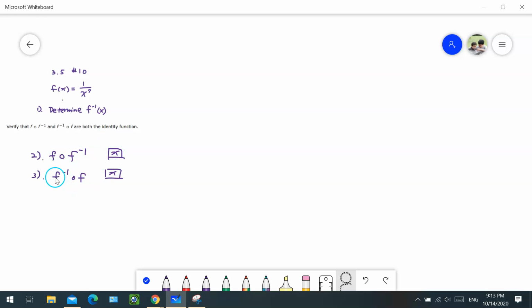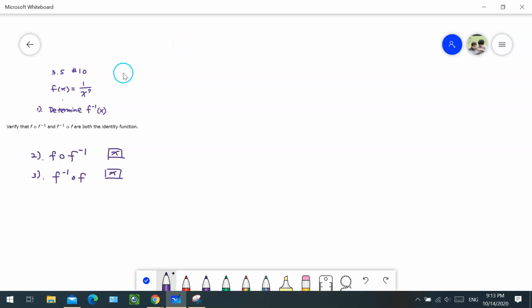Or the other way around, when you use the inverse of the function to compose with the function, if you still can get the x, that means these two functions are inverse. So we do this thing. Determine the inverse of the function. So I'm going to find the inverse of the function by following the procedure from the book.